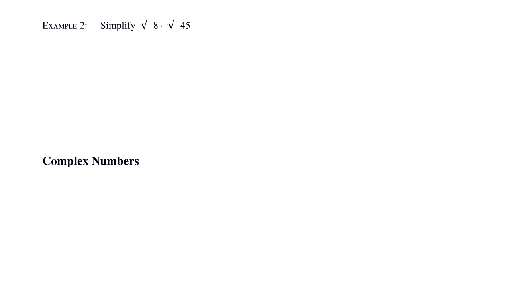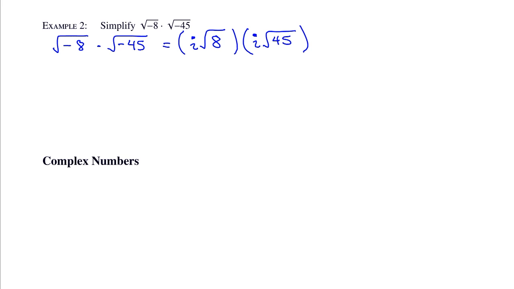In example 2, we want to simplify the square root of negative 8 times the square root of negative 45. So I'm going to start by rewriting the problem. The first square root has a negative in it, so that turns into an i. We have the square root of 8 left over, times the square root of negative 45. That negative also comes out as an i, leaves the square root of 45. The two i's can be multiplied together. That leaves i squared in front.